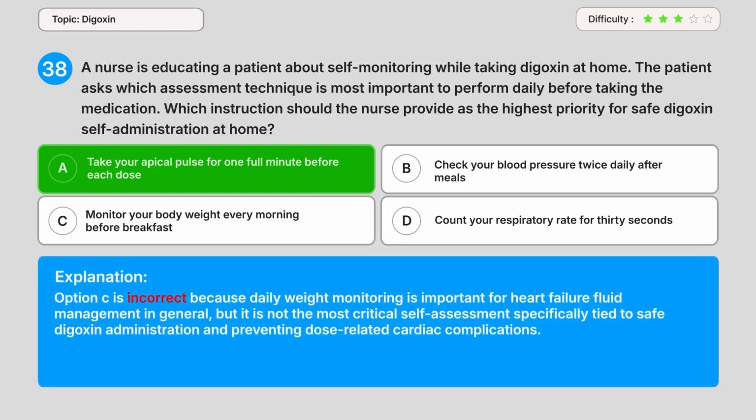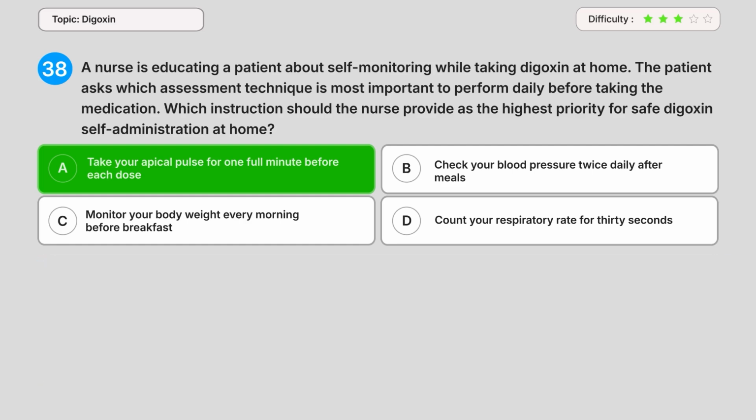Option C is incorrect because daily weight monitoring is important for heart failure fluid management in general, but it is not the most critical self-assessment specifically tied to safe digoxin administration and preventing dose-related cardiac complications.